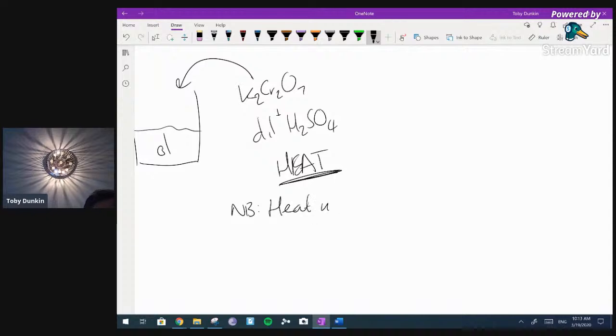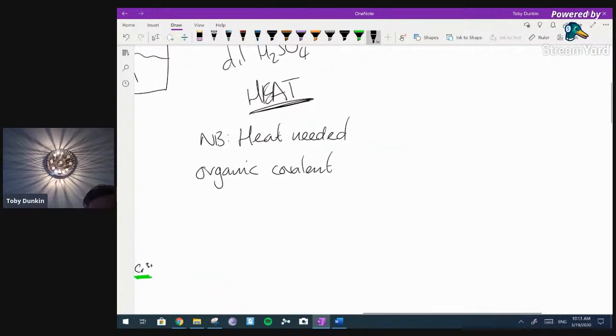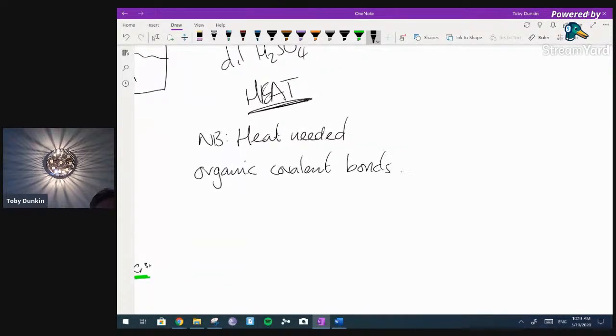The reason why the heat is needed is, this is organics. Organic is covalent bonds, and we've got to break covalent bonds. They're strong. You've got to provide the heat to break those. Right. The problem is heating is dangerous. Heating organics is a problem. Heating organics is dangerous. Hazard.